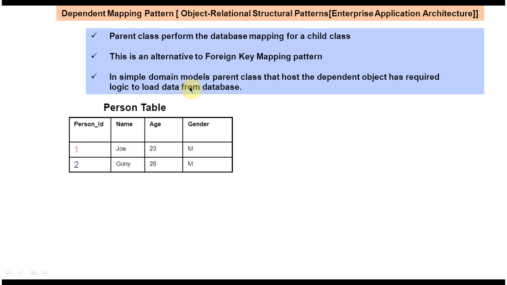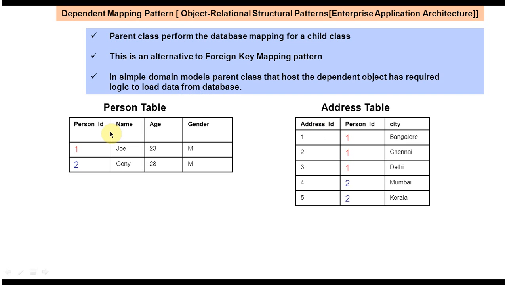Okay, to explain this design pattern, we will use two tables. One is the person table and the other is the address table. The person table has four columns: person id, name, age and gender. In this, person id is the primary key to uniquely identify a particular row. The second table is the address table. It has three columns: address id, person id and city. In this, address id acts as the primary key, used to uniquely identify particular rows, and here person id acts as a foreign key.